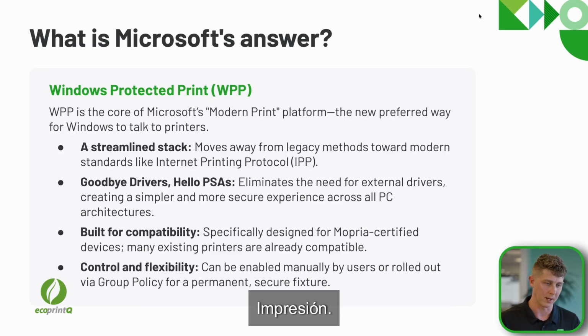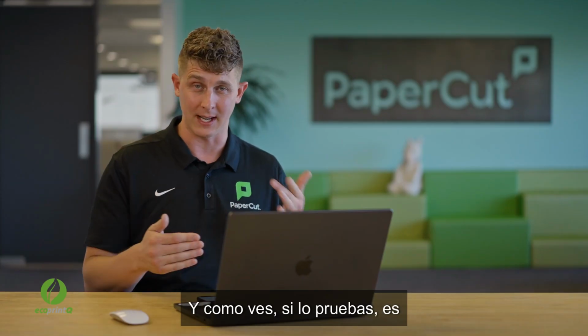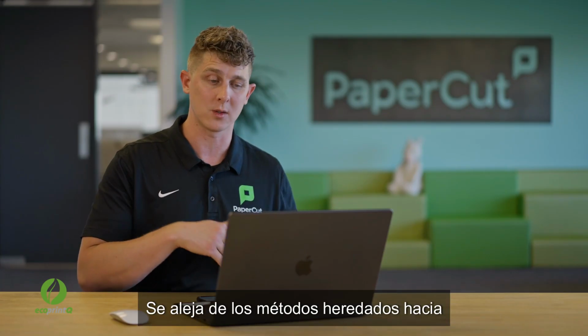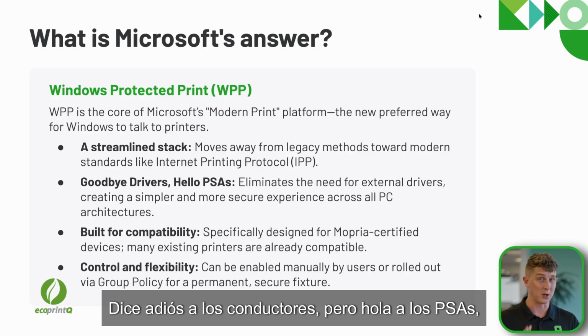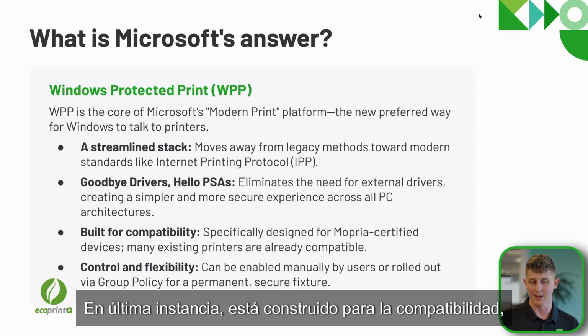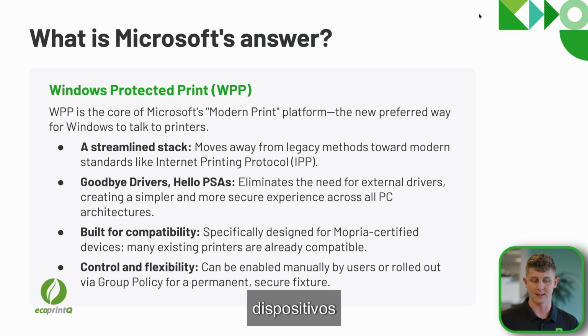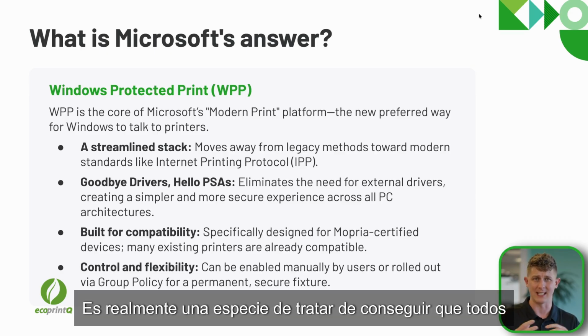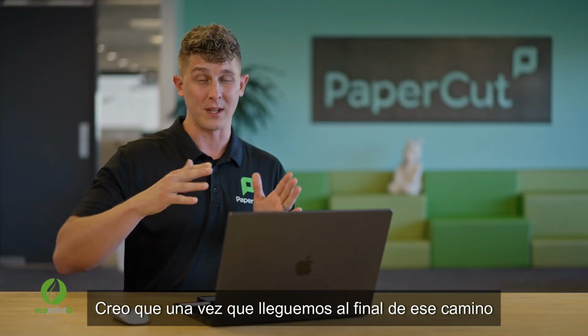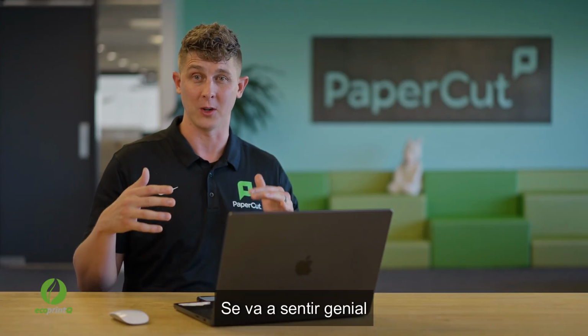So let's talk about Windows protected printing. What is it? It's essentially a new preferred way for a Windows device to talk to printers. It's a more streamlined stack, and if you test it out, it's pretty quick, pretty slick, very automated. It moves away from legacy methods towards IPP, more modern methods. It says goodbye to drivers, but hello to PSAs, which we've talked a little bit about and will cover more later. And then ultimately, it's built for compatibility, so it's built for Mopria certified devices. It's really trying to get everybody to play along and use the same terms and the same standards. I think once we get to the end of that road, it's going to feel great.